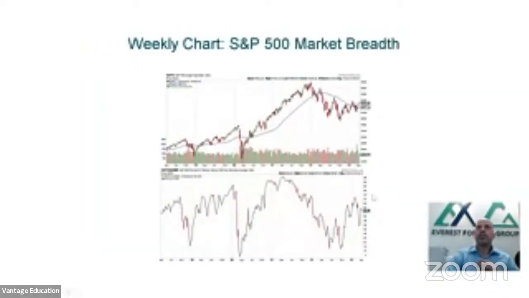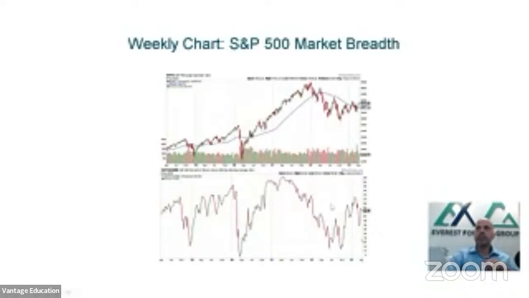Okay, let's just quickly look at market breadth. So the S&P 500 is an index, right, made up of 500 companies. This is seen on the top where we have the weekly chart, and this is a 50-week moving average. The index has broken through the 50-week moving average. And the second chart below is showing us market breadth. Market breadth here is calculated by the percentage of stocks that are trading above the 200-day moving average.